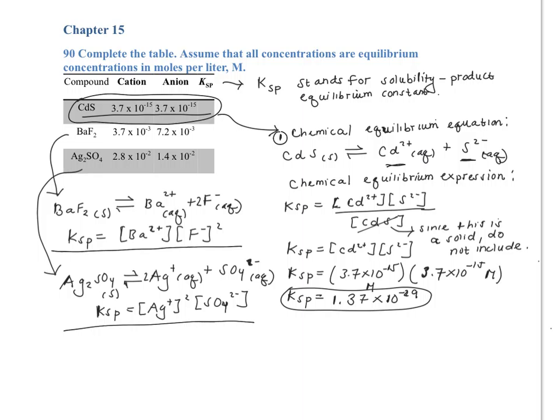I went ahead and gave you a couple hints for the next two problems and wrote out the equilibrium equations for barium fluoride and silver sulfate. What's important in these two is if you look at the coefficients. Okay, so the coefficient becomes an exponent. So you're going to raise your fluoride to the second power, and you're going to raise your silver to the second power. Your coefficients become exponents. Okay, so this is how you solve for your Ksp in this problem.